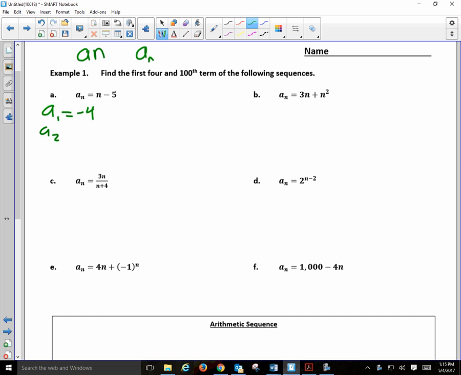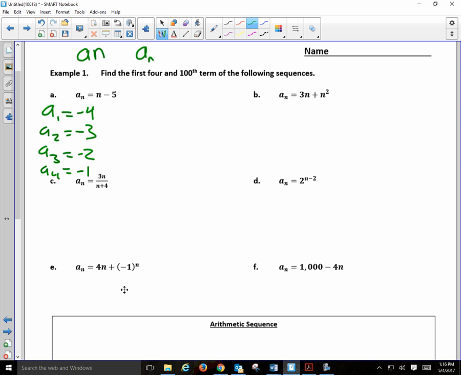And a sub 2 would be 2 minus 5, which is negative 3, and a sub 3 would be negative 2, and a sub 4 would be negative 1. Nope, start with 1. We don't talk about the 0 term. We talk about the first term.